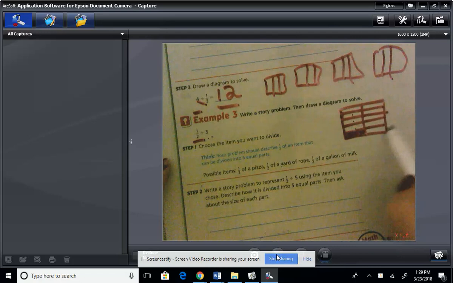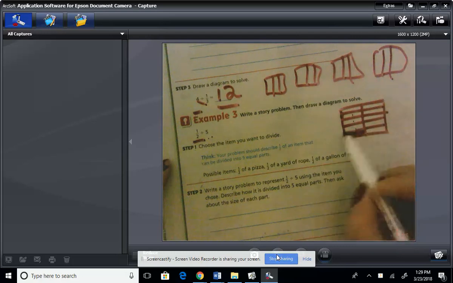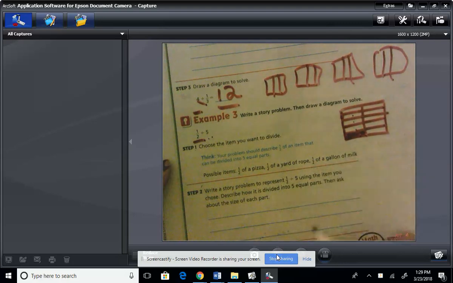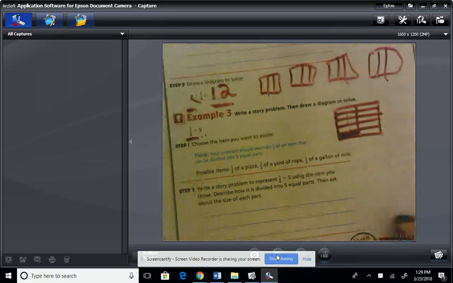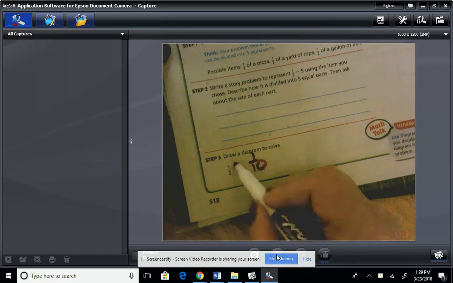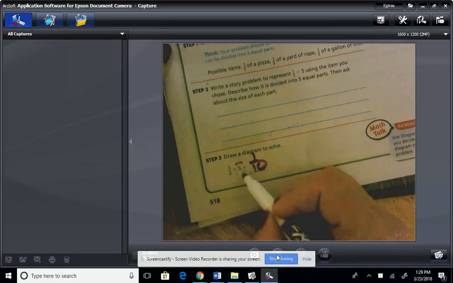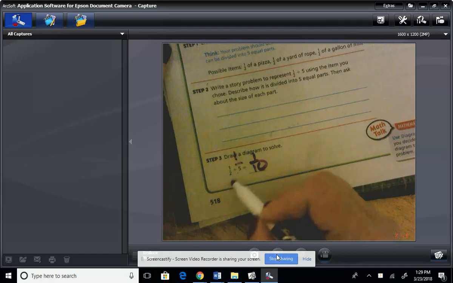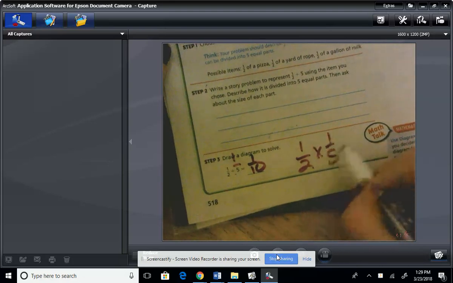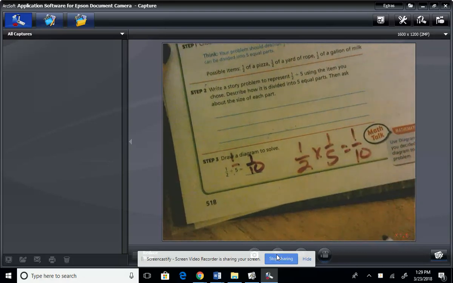You have to count the parts; what you do to one side, you do to the other. So I have 10 pieces, so it was 1/10. They got 1/10 of the pizza, and really they got 1/2 times 1/5. 1/2 times 1/5 equals 1/10.